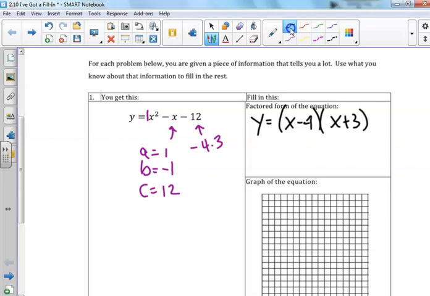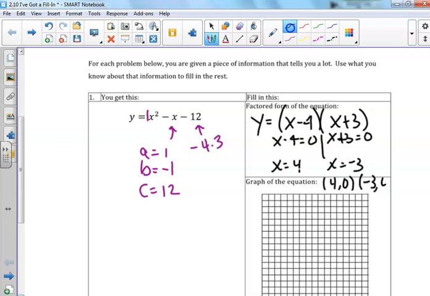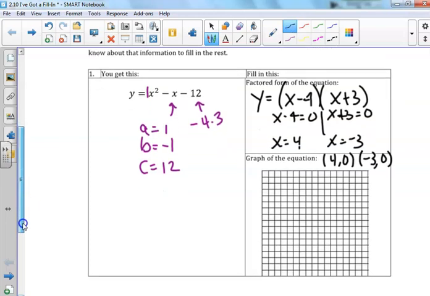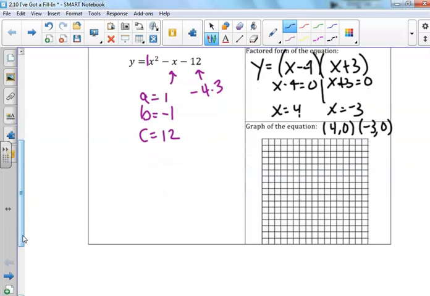Recall that we can find our solutions by setting each of our factors equal to 0 and solving. Therefore, our two solutions here would be x equals 4 and x equals -3. So our x-intercepts should be the points 4, 0 and -3, 0. That will be useful because we are now asked to graph the equation, so we will need to plot these values on our coordinate grid.